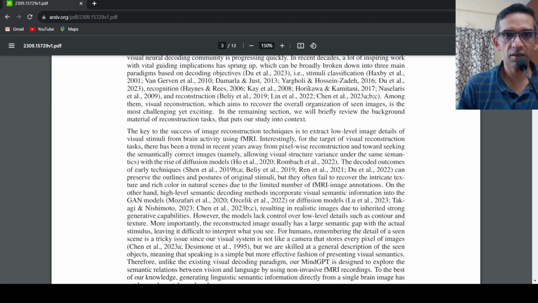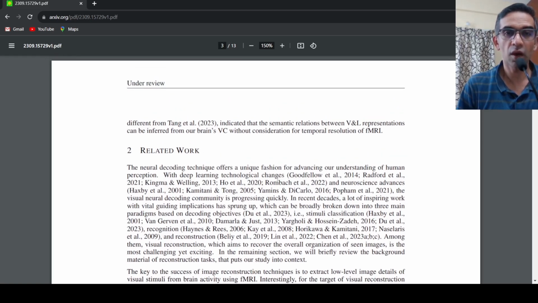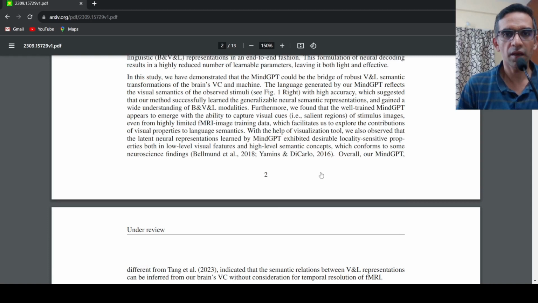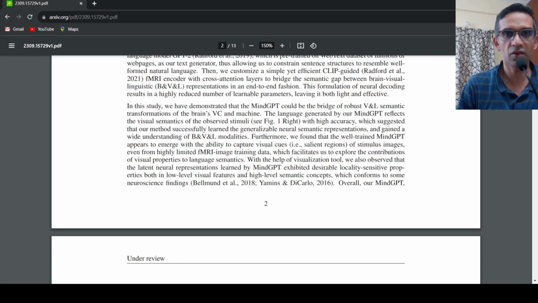Okay, so this is quite fascinating, right? The concept that you are looking at an image and reconstructing that image from your brain activity is one thing, and describing that image in text, right? So that is what is unique in this particular paper, right?